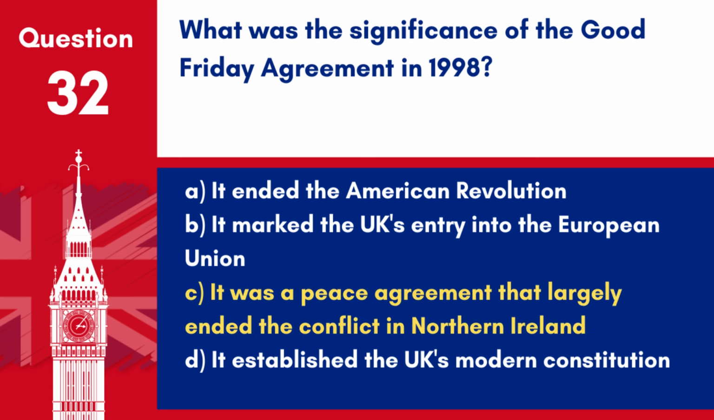Answer: C. It was a peace agreement that largely ended the conflict in Northern Ireland. The Good Friday Agreement, signed in 1998, was significant as it helped to largely end the period of conflict, known as the Troubles, in Northern Ireland by establishing devolved government and various political and social reforms.